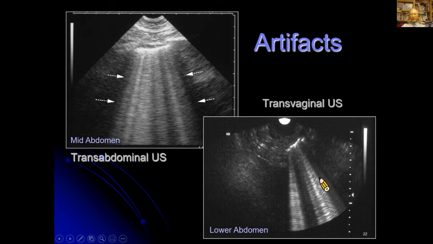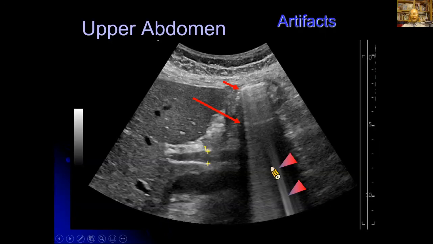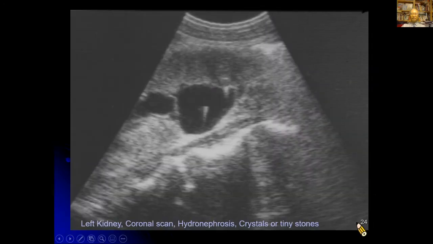So you can see this kind of parallel reflections. Again, here in the mid-abdomen and lower abdomen, doing a transvaginal ultrasound, because of small bowel gas. And in the upper abdomen, quite often you can see this kind of reverberation artifact, a specific reverberation artifact, the ring down artifact, arising from the gas bubbles in the stomach. How about this? It's just like a comet tail, right?